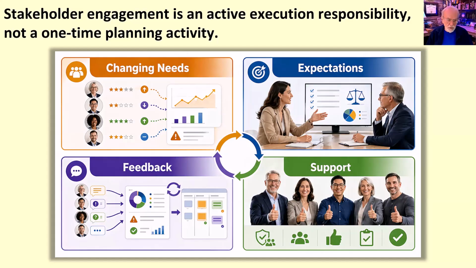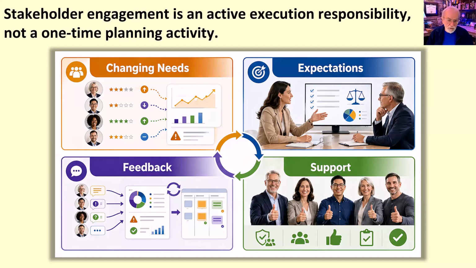The project manager's role is to keep engagement active. That means listening, communicating, clarifying expectations, and making sure stakeholders understand what's happening and why it matters. This is also where stakeholder engagement connects directly to performance. If stakeholders are not engaged, the project team may miss early warning signs, overlook resistance, or misunderstand what success looks like.